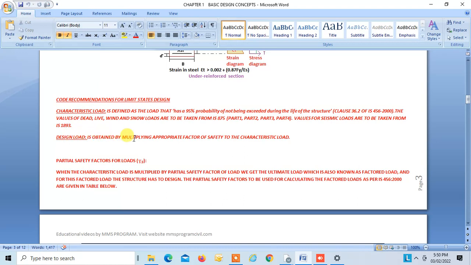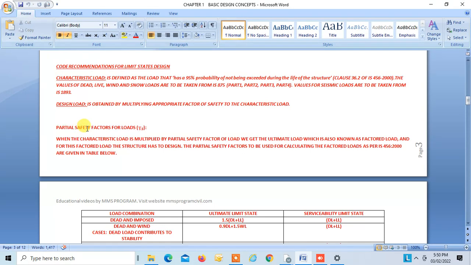Design load is obtained by multiplying an appropriate factor of safety to the characteristic load. Partial safety factor for loads, lambda. When the characteristic load is multiplied by the partial safety factor for load, we get the ultimate load, also known as factored load, and for this factored load the structure has to be designed.